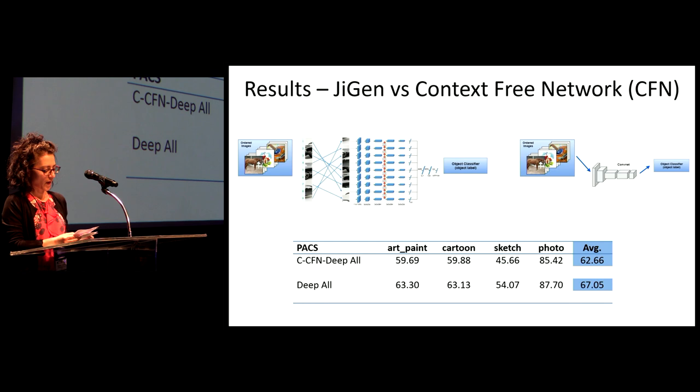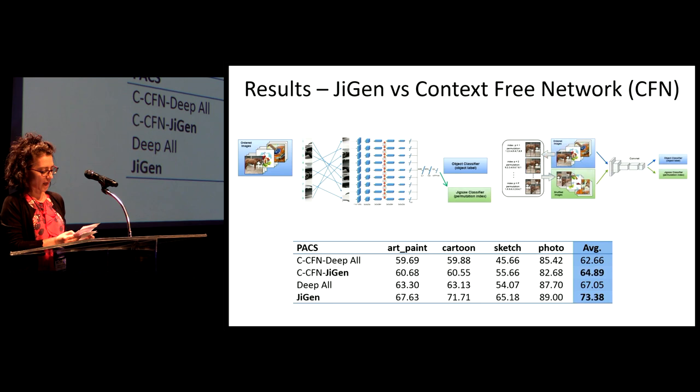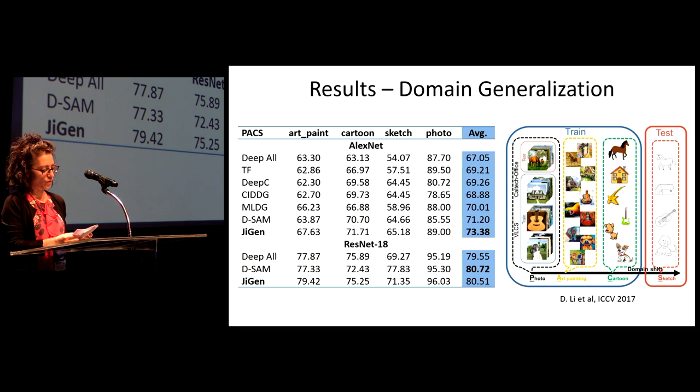And to verify the validity of this choice, we compared the two architectures for the same task, the context-free network on the left and our deep all on the right. So the second one shows the best performance. Still, by considering both object and jigsaw classifier on the context-free network, we see a small improvement, which finally becomes more evident with JiGen. Of course, we also compare JiGen against numerous domain generalization baselines, showing that its performance is higher or at least comparable with its competitors. But remember that JiGen is not exploiting the source labeled subdomains, which are instead essential for all the other methods.